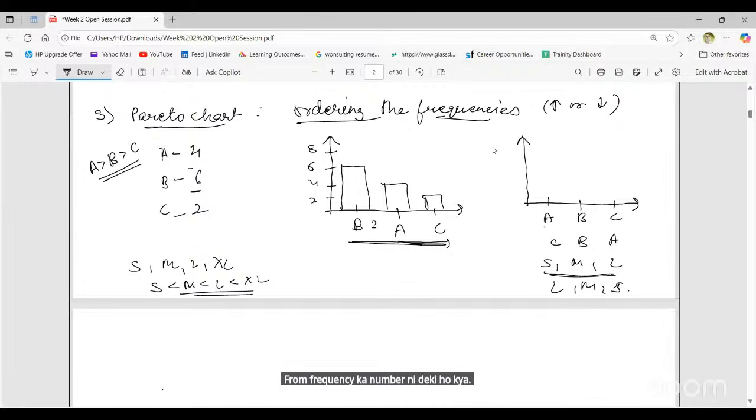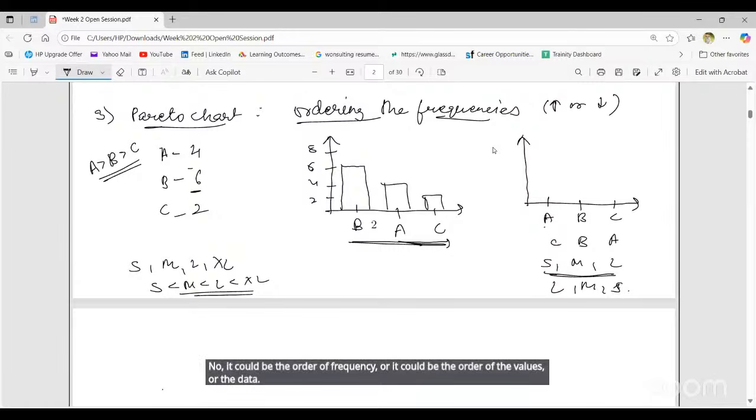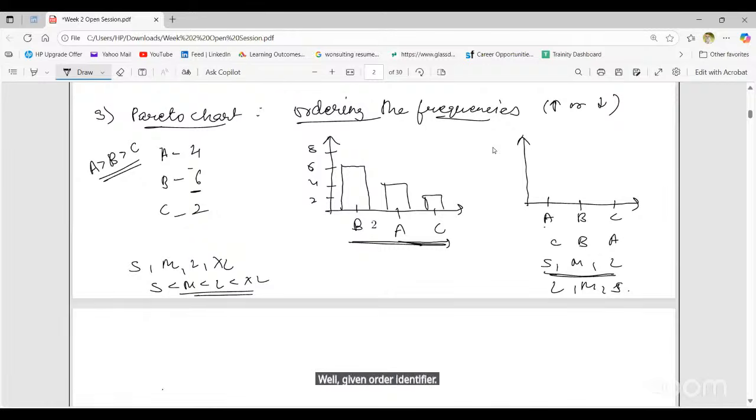No, it could be the order of that frequency, or it could be the order of the values or the data. It depends upon the question. हाँ, वो गिवन होता है पहले से कि हमें क्या करना है. मैम पेरोटो चार्ट में या तो असेंडिंग में हो या तो डिसेंडिंग में हो.